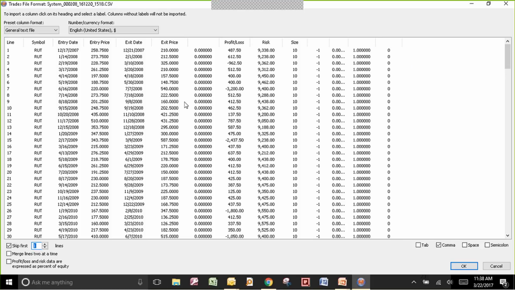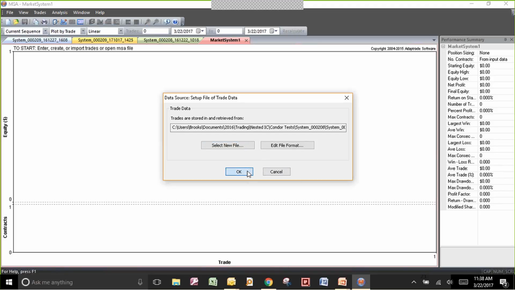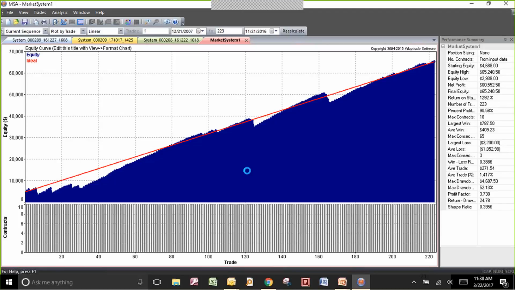or just make it easier if you opened up the CSV file like a notepad or something. And so now I can say OK, and say OK here. And here you can see it's imported the trade. So this is very much like the one that we were looking at earlier. This one has 10 contracts instead of 5.